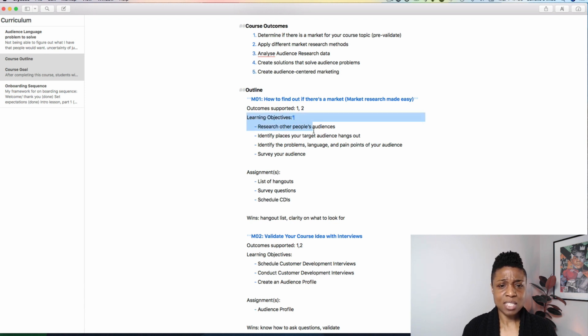And then I jot down some specific objectives, which are just kind of taking those outcomes and breaking them down even further. These learning objectives ultimately are going to translate to lessons. So I'm going to have a lesson on how to research other people's audiences. I'm going to have a lesson on how to find places that your audience hangs out, or at the very least, a resource on that.